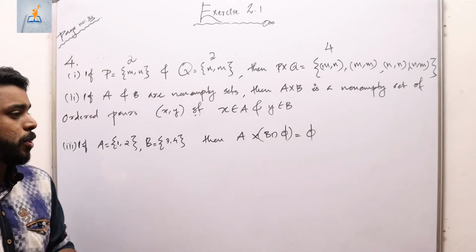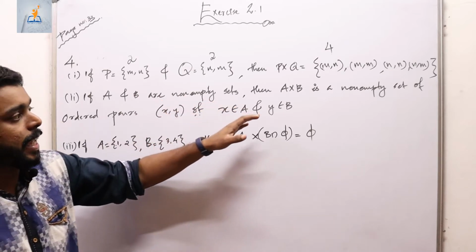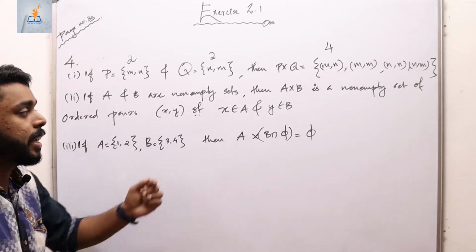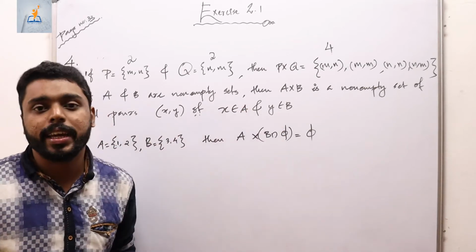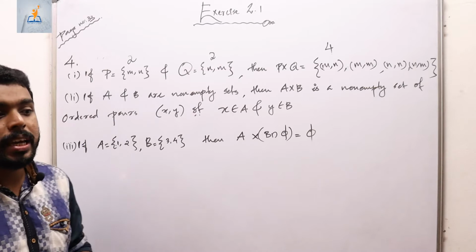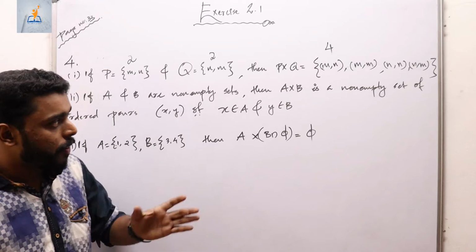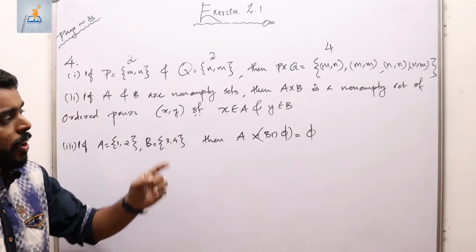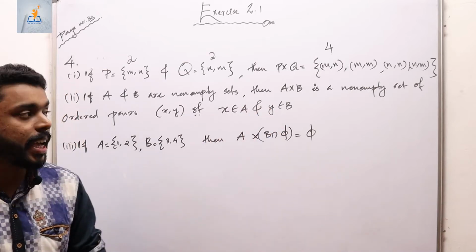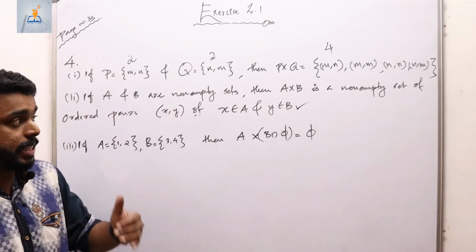Coming on to the second statement, we are given: if A and B are non-empty sets, then A cross B is a non-empty set of ordered pairs (x, y) such that x is an element of A and y is an element of B. We know that whenever we are given two sets A and B, A cross B is the set which contains all the ordered pairs where the first element comes from the first set and the second one comes from the second set. Hence, the second statement is true as it is given.